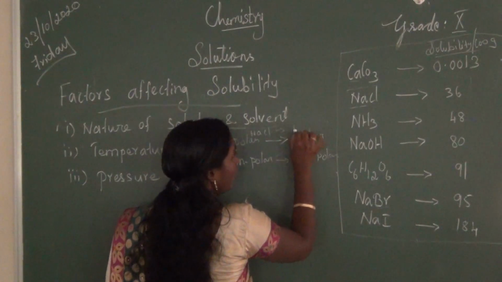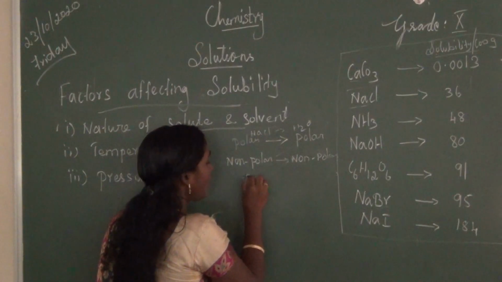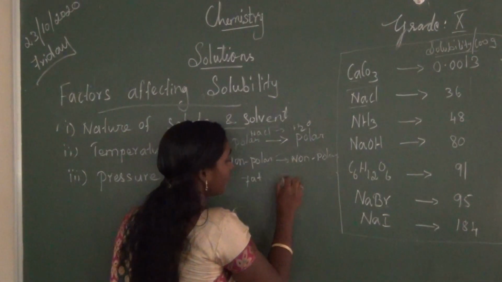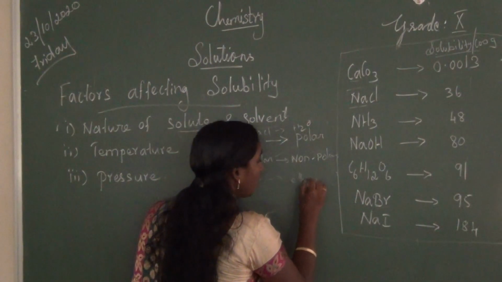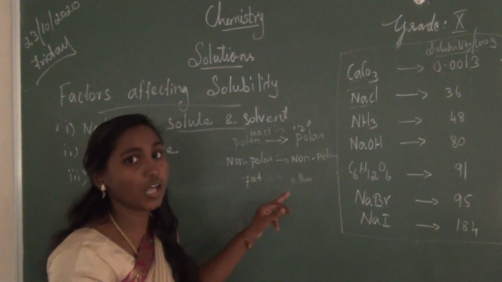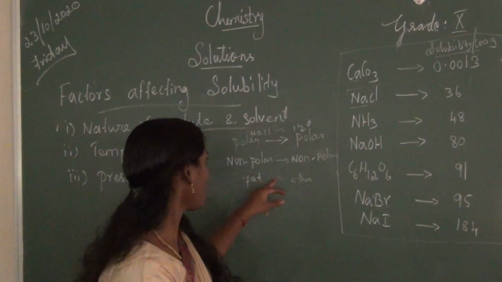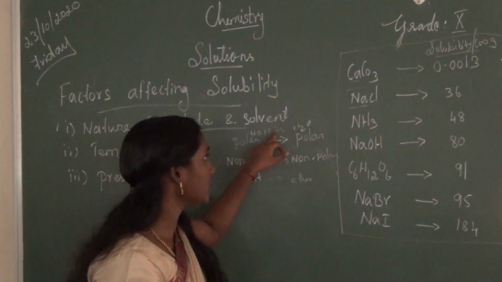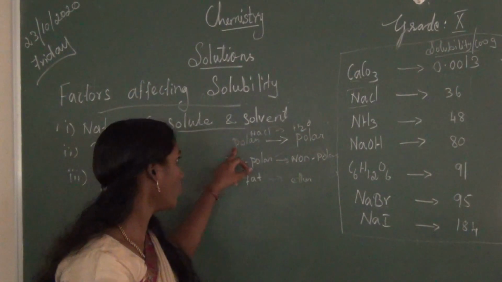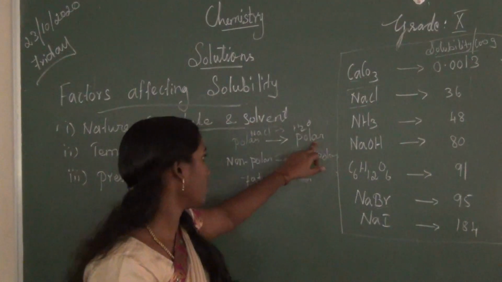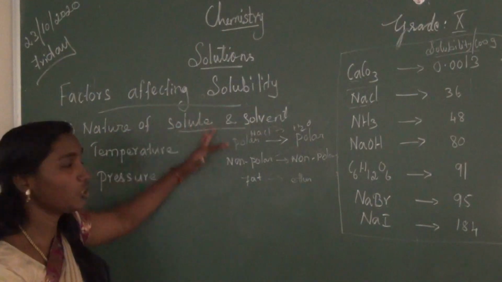NaCl can dissolve in water. For a non-polar solute in a non-polar solvent, the example is fat. Fat does not dissolve in water, right? Fat dissolves in ether, a non-polar solvent. Fat dissolves in which solvent? Ether. This is one more question, so please underline it. Sodium chloride dissolves in water, and fat dissolves in ether. That means polar dissolves in polar solvent, non-polar dissolves in non-polar solvent.